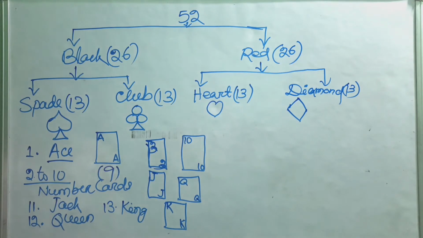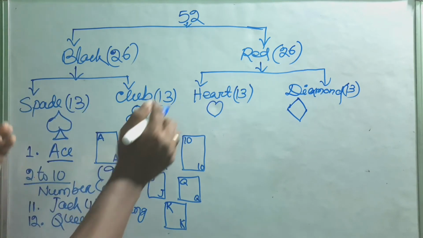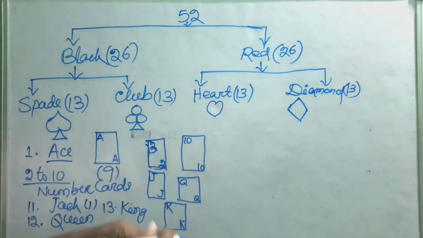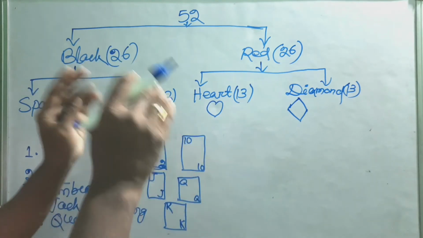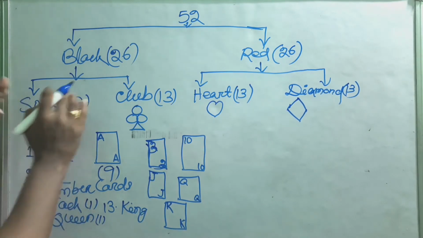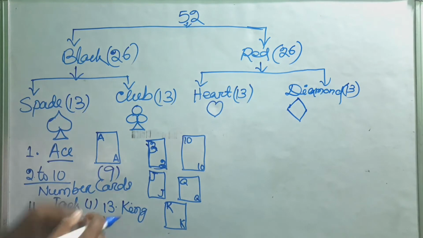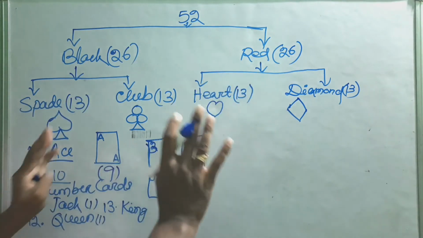Now comes Jack. Only one Jack is present in spade. Similarly in club one Jack is present, and in heart and diamonds, one Jack is present in each type. Similarly Queen, one Queen is present in each type of cards. That means there are 4 Queens, 2 from black and 2 from red.